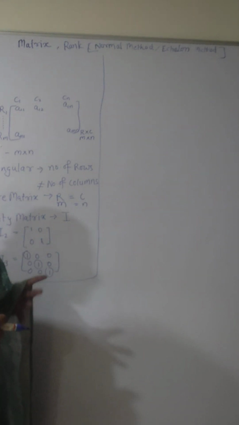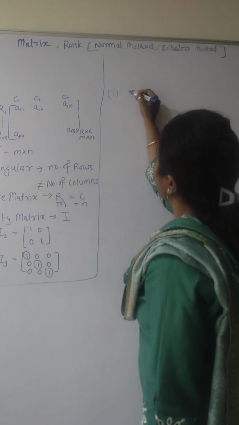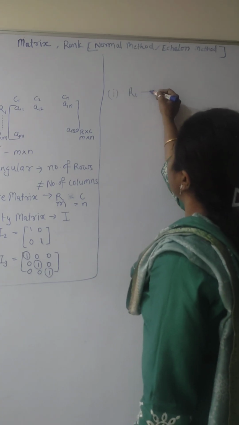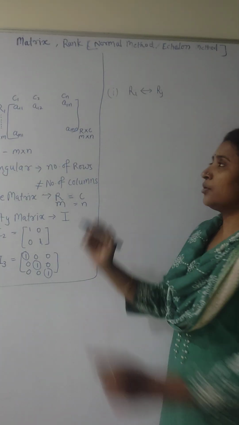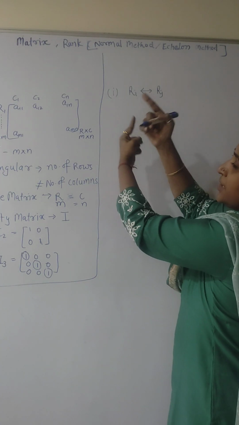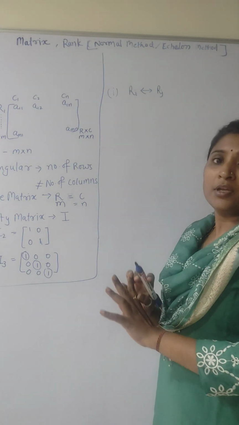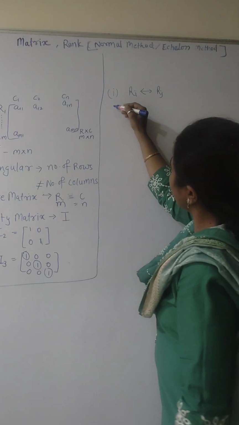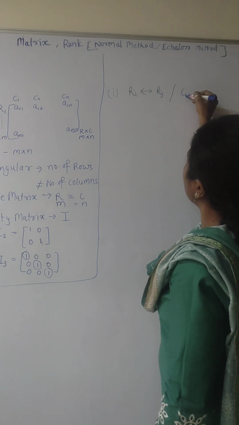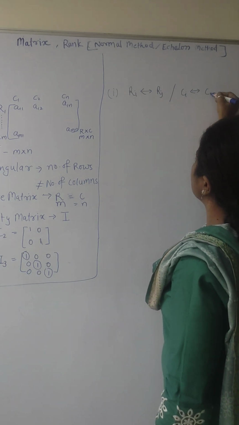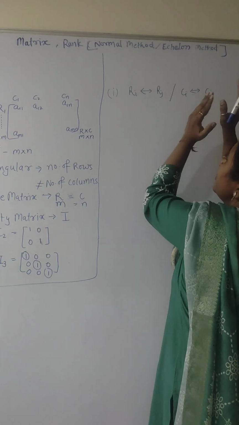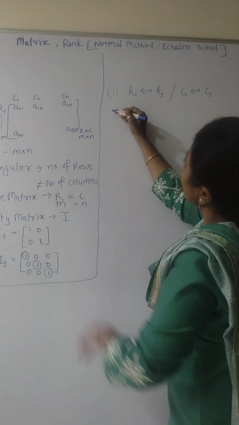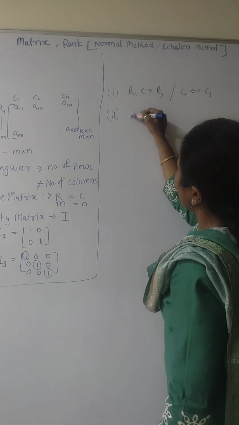Now, for finding the rank, we have to discuss some rules. The first rule is that row Ri can be interchanged with any row Rj. Any two rows can be interchanged, and then the matrix rank can be found. Similarly, any column can be interchanged. Got it, everyone? Any rows can be interchanged, and any columns can be interchanged.